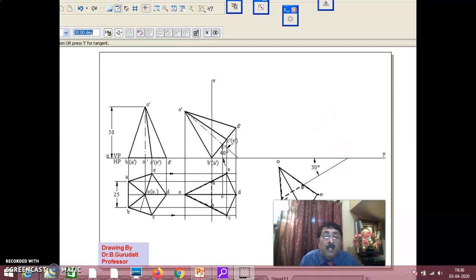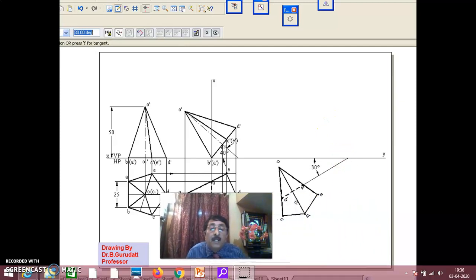That is why what I will do is, edge on HP inclined at 30 degrees to VP, that is, move, copy and rotate in such a way that edge on HP is inclined at 30 degrees to VP. In this position, you have to get the front view.